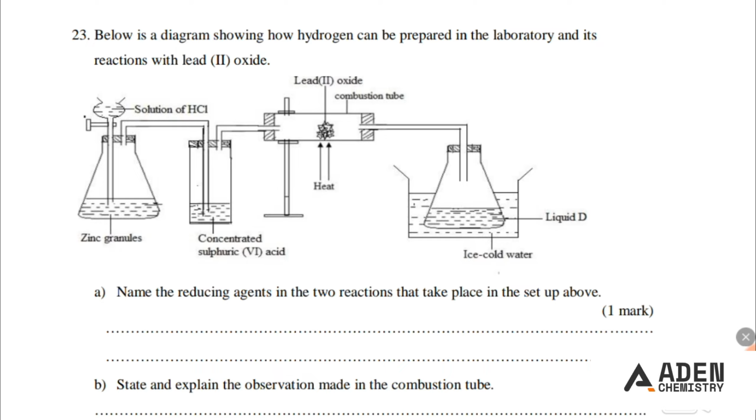Okay, we are told part B, state and explain the observation made in the combustion tube. In the combustion tube, we have first of all lead 2 oxide. That lead 2 oxide is yellow when cold, but we are heating here, so it turns orange when hot. So the orange solid changes to gray because lead metal is gray in color. We are supposed to explain, and this is because hydrogen reduces orange lead 2 oxide to gray lead metal. That's the reason for that observation.